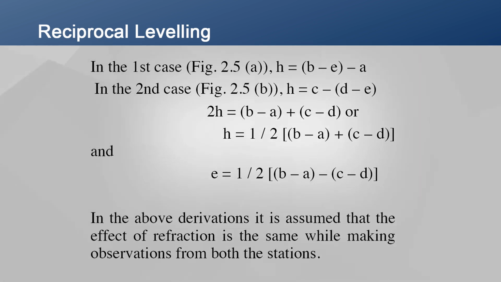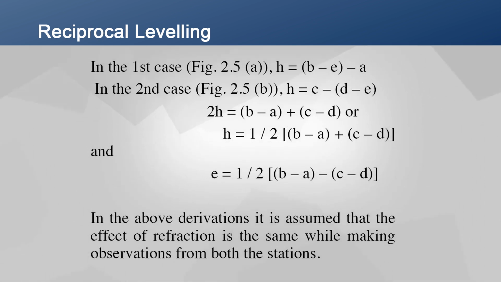So, for the error, we can write e is equal to 1 upon 2 times (b minus a minus c plus d). In the above derivation, it is assumed that the effect of refraction is the same while making observations from both the stations.